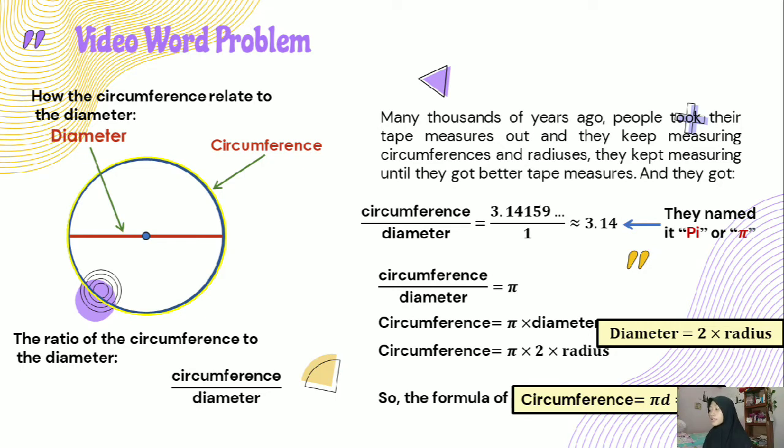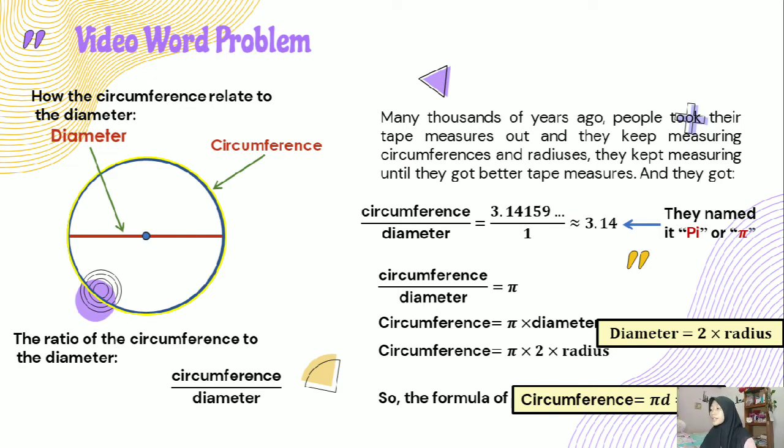Many thousands of years ago, people took their tape measure out and they kept measuring circumference and diameter. They kept measuring until they got better tape measures, and they got circumference per diameter equals 3.14159 per 1 equals 3.14. They named it pi.